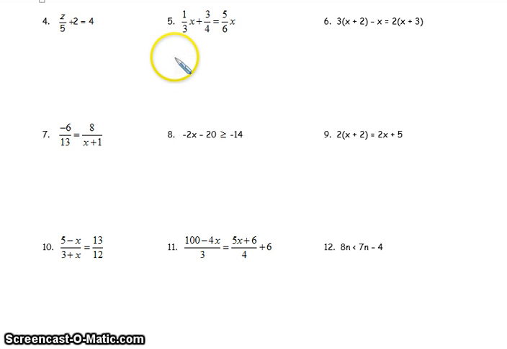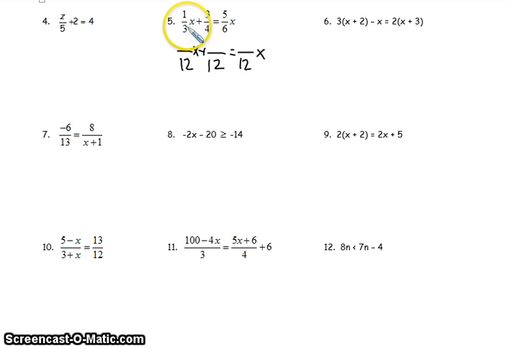Okay, I'm just going to work through a few of these from today's worksheet for you guys, ones that I know cause problems. On number 5, where you have all these different fractions, I would start by trying to find a common denominator. So I'm going to set up my fractions again with my x's and stuff. 3, 4, and 6 all go into 12. So 12 is my common denominator.